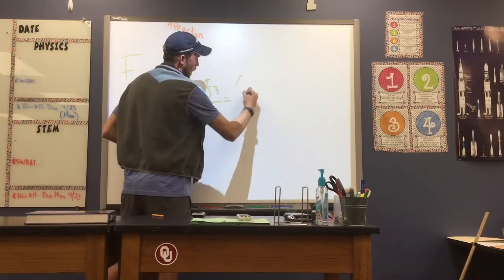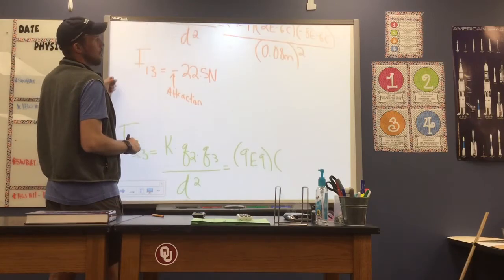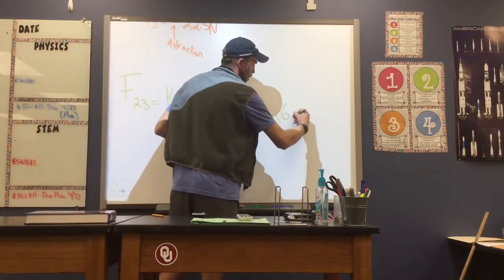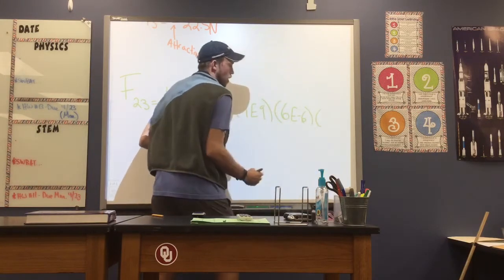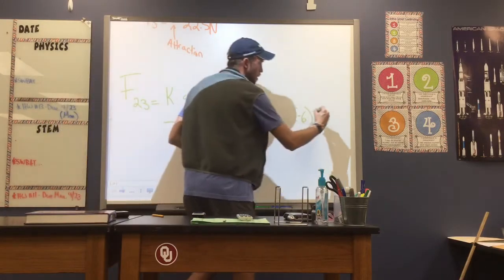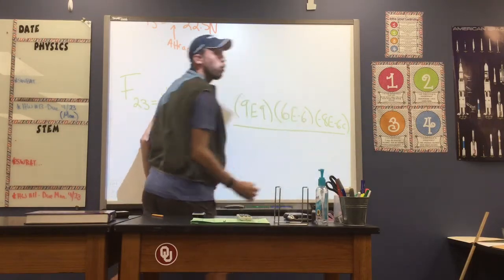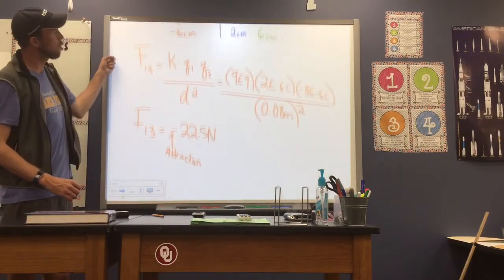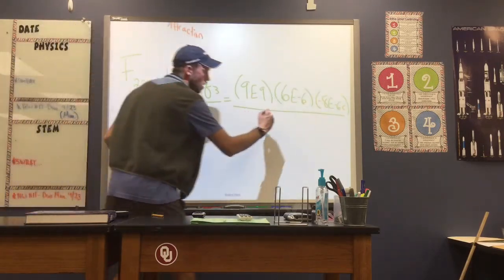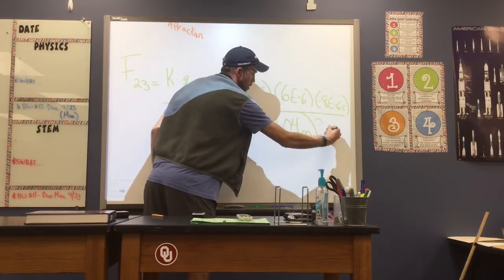So here we go. K, again, 9e to the 9th. Q2, we come back up to our picture, is 6 microcoulombs, so 6e negative 6. And then Q3 is negative 8e negative 6 coulombs. And we divide by the distance between those particles squared. So we come back up, the distance from 2 to 3 is 4 centimeters. We convert to meters. That is 0.04 meters, and then squared.